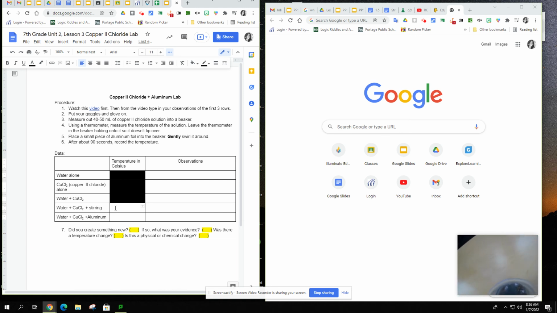The color of the solution is a little bit different too. It's more of a gray color now. It's not as bright blue. Okay, fill out your data chart and answer your question.